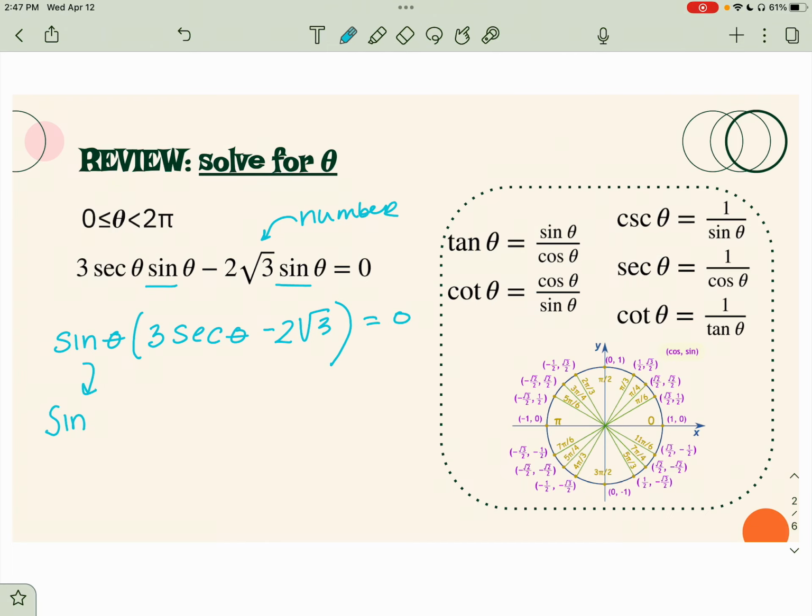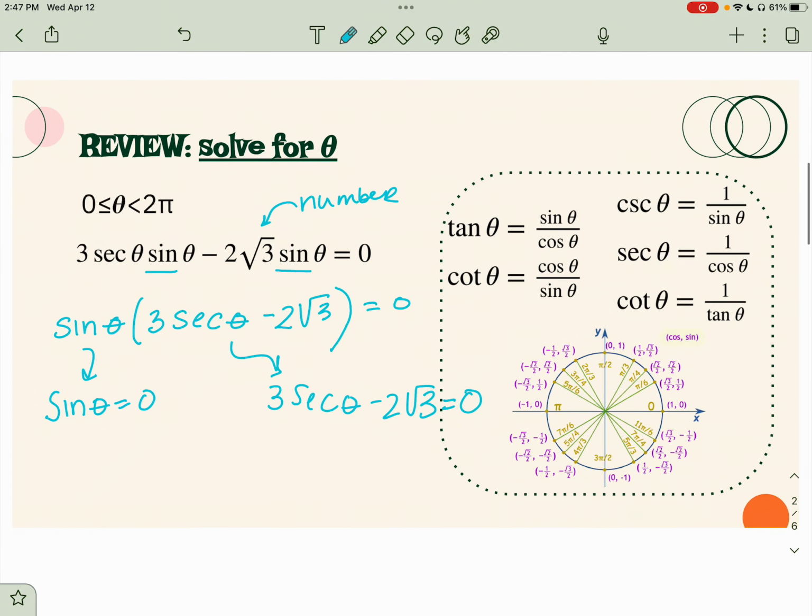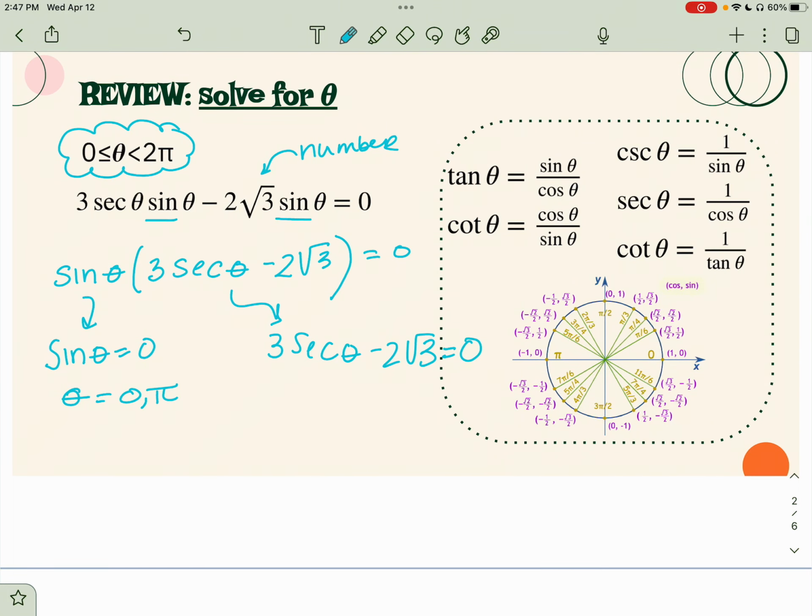And then I set each piece equal to 0 and solve. So I have sine theta equals 0 and 3 secant theta minus 2 square roots of 3 equals 0. Where is sine 0? You'll find that on your unit circle. So theta equals 0 and pi. Remember, I'm saying go up to, but don't include 2 pi, so that's why I'm not adding 2 pi to my answer. Here's where things get a little trickier.